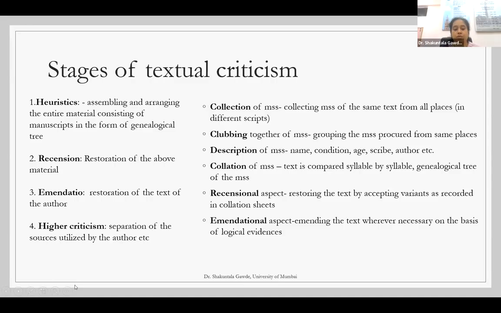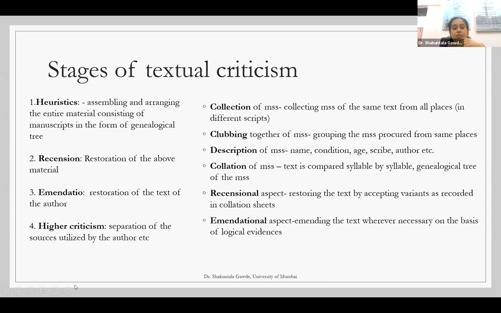And then in emendation, there is a restoration of the text. One can amend wherever necessary on the basis of logical evidences, maybe internal or external evidences. Sometimes this emendation also forms the task of higher criticism, because it may not be possible just by comparing the manuscripts. One needs to understand more than that, maybe cultural specification, cultural context, or comparison with other texts. And on the basis of that, one may amend a particular text.